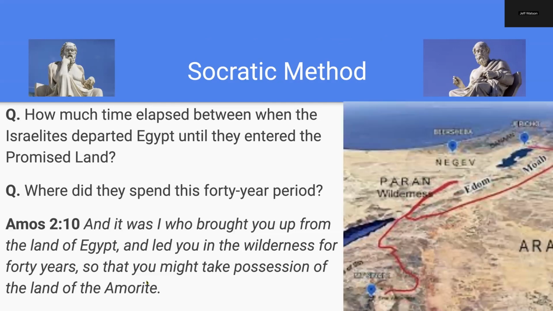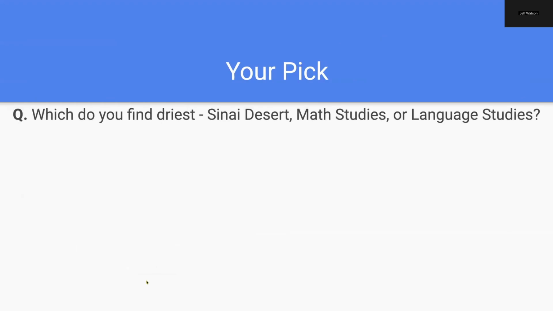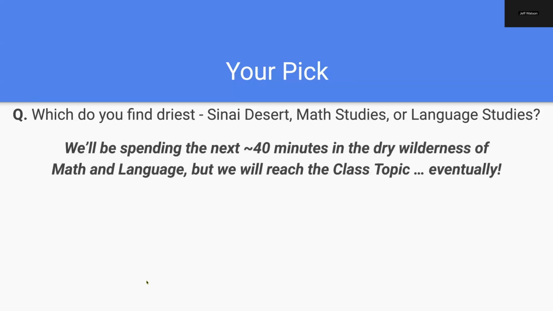And here is a map of their wanderings in the desert of Sinai. So now I'm asking you to pick one of three items. Which do you find to be the driest? The Sinai desert, the studies of math, or studying language? When we actually did the class live, it was split about one third, one third, one third on what people found the most dry. So we'll be spending not 40 minutes, we're going to be spending some time looking at math and language, but we eventually will get to the class topic.